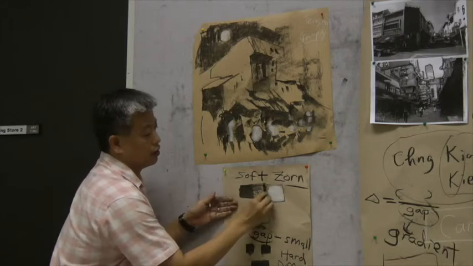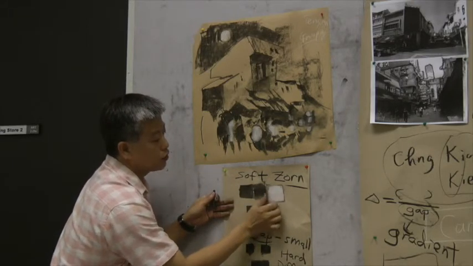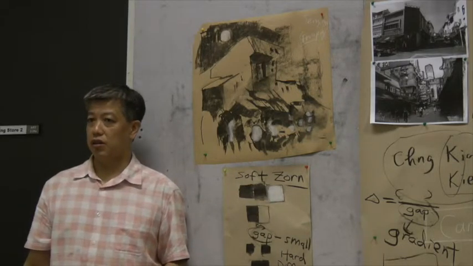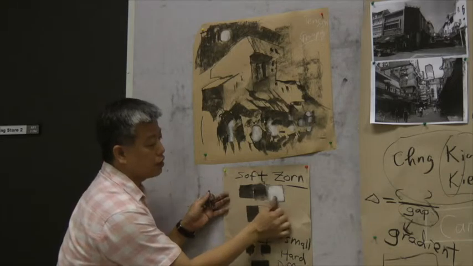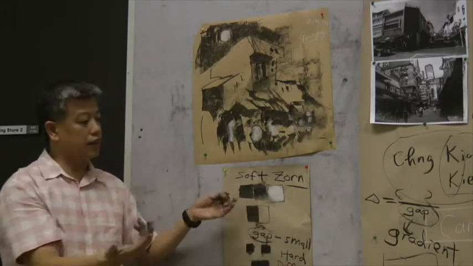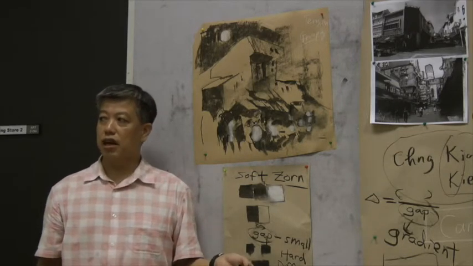Okay? Now, if I leave the gap very small, I can do it a little bit softer, but it still looks hard, right? So now if I want to soften it, I create a bigger gap. By playing with the gap difference, I can create from hard to soft. That's how you do it.